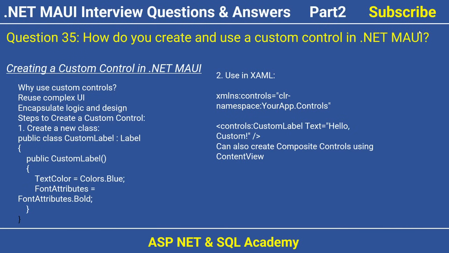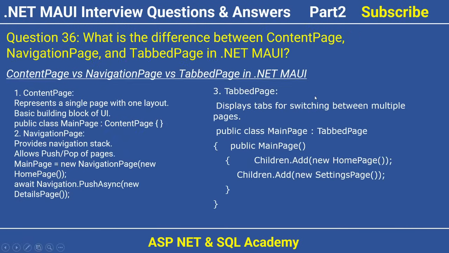.NET MAUI offers several types of pages to organize your app's navigation and layout. ContentPage is the most basic page type. It holds a single layout like StackLayout or Grid and displays one screen of content. NavigationPage provides a stack-based navigation system. It lets you move forward and back between pages using PushAsync and PopAsync. It is ideal for apps where users drill down into content.